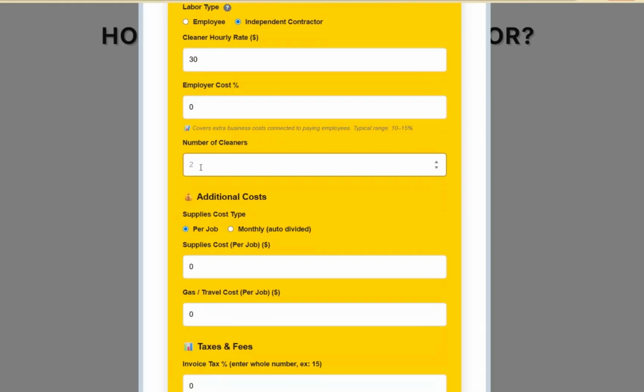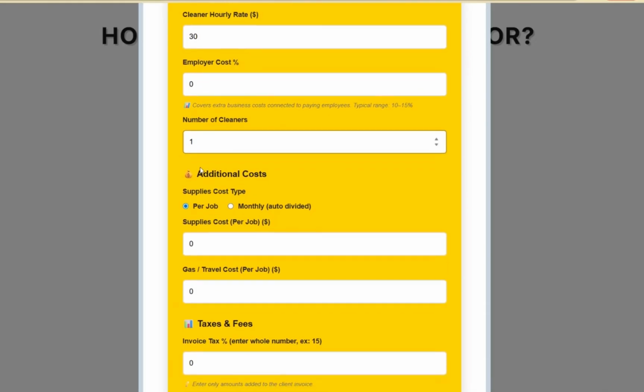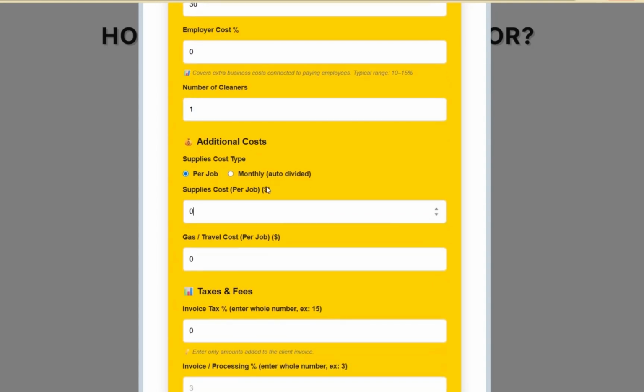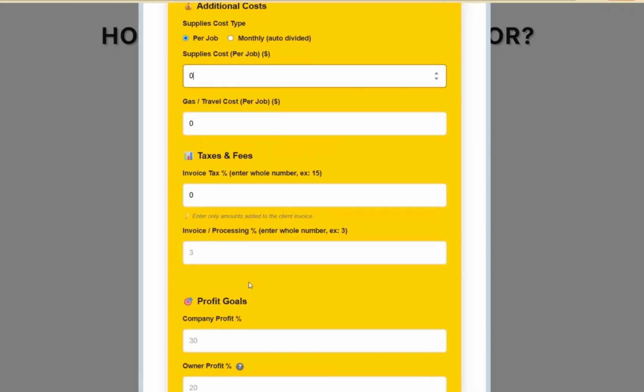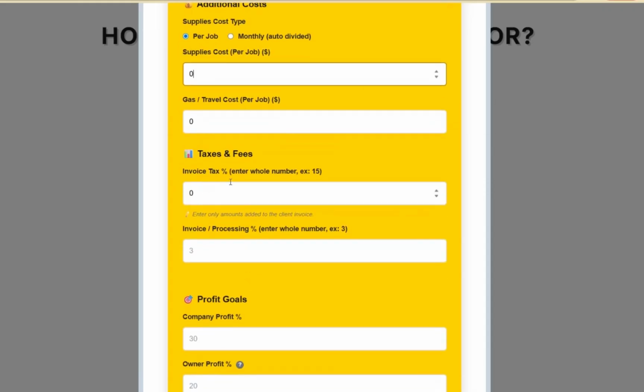How many cleaners will I need for this clean? Since it's just a general clean, I think I'm just going to use one cleaner. So I'll put one cleaner down here. Now, next, any supplies. Do we have to purchase supplies for this job? No, we don't, because we're using independent contractors. Gas. Nope, I'm not going to purchase any gas for this. Invoice tax. Now, in some cities and states, they require you to pay an invoice tax. We actually don't have to pay that. So I'm going to put 0 here.